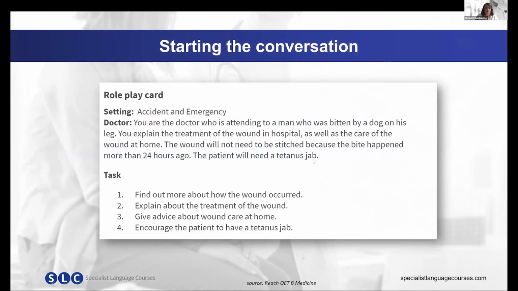So here is the role card. I'm going to give you a minute to look at it and think about it. So remember your key questions. Where am I? Who am I? Who is the patient? Who am I talking to? And what's their main medical issue? Okay, so let's look at some examples of how you could start this conversation.